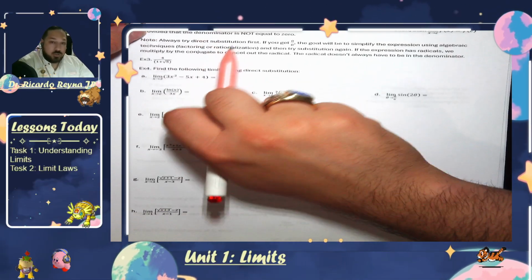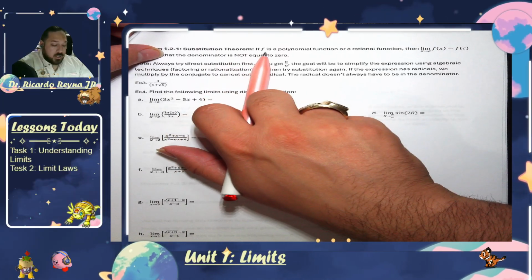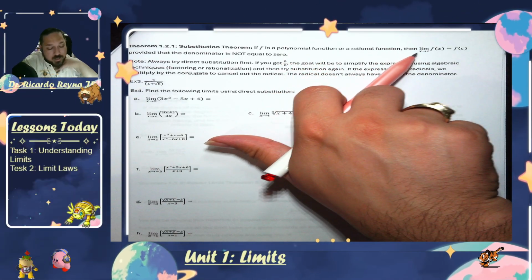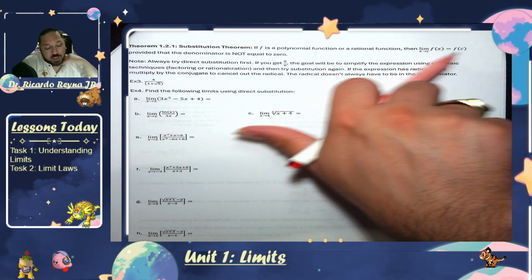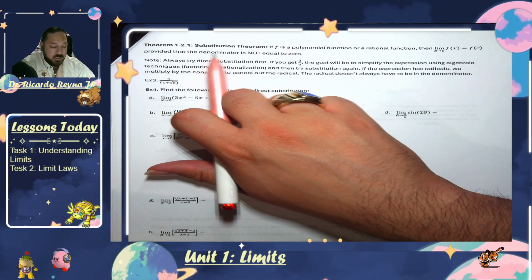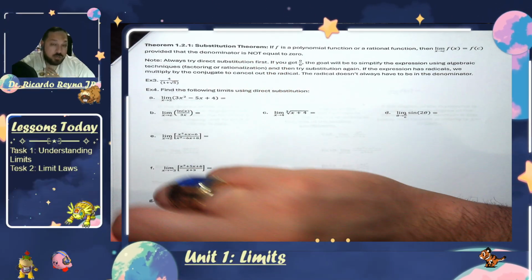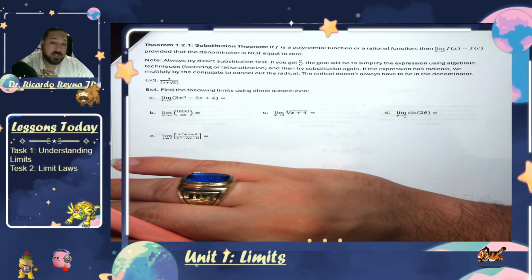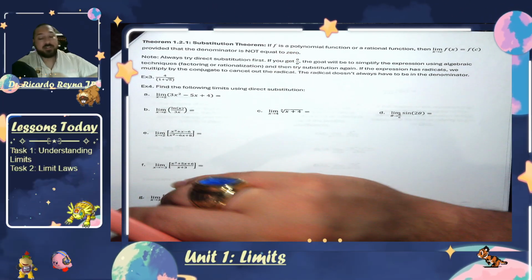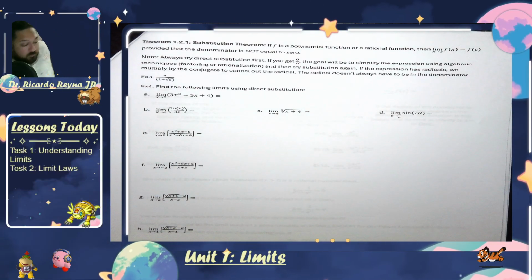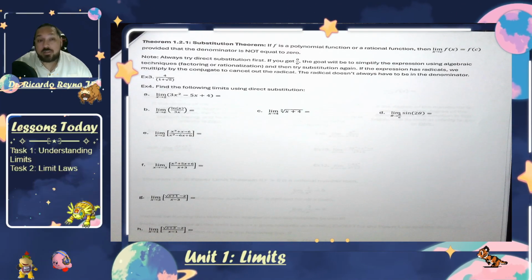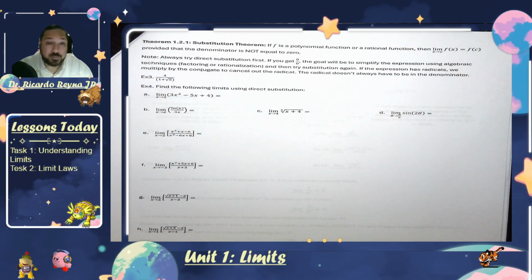So that's what the substitution theorem is. The substitution theorem states that if f is a polynomial function or a rational function, then the limit as x goes towards c of f of x is just going to be that function for when x is c, provided the denominator is not 0. Now, for evaluating these limits, you always want to try direct substitution first. But if you get something like 0 divided by 0, the goal will be to do some sort of simplification. This could be factoring or rationalization, both topics we did talk about in Unit 0. And then try the substitution again.